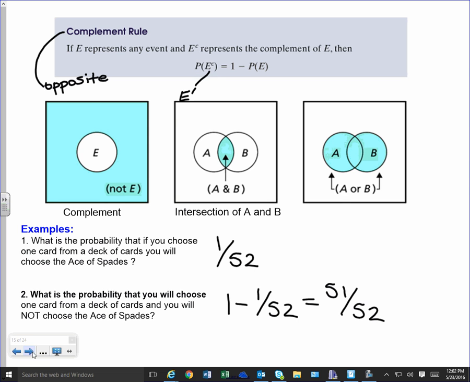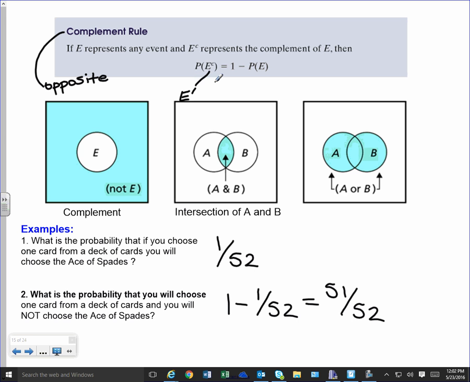The complement rule is a very important rule. It looks pretty simple. It's just a little rule there, but it's actually one we will be using the rest of the semester because, like I said, we're going to be working with probabilities in some way the rest of the semester. The complement rule is just talking about the opposite, okay?